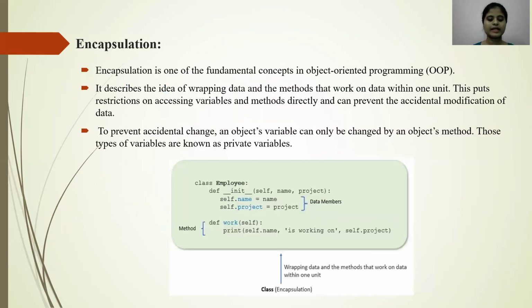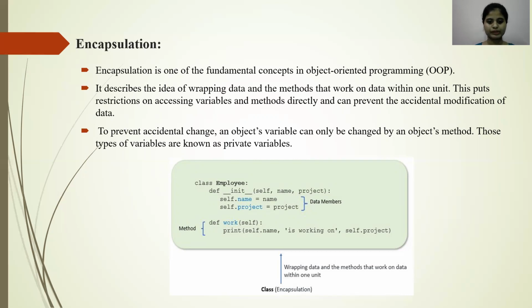Let us have a look at encapsulation. Encapsulation is one of the fundamental concepts in object-oriented programming. It describes the idea of wrapping data and the methods that work on data within one unit. This puts restrictions on accessing variables and methods directly and can prevent the accidental modification of the data. To prevent accidental change, an object's variable can only be changed by an object's method. These types of variables are known as private variables.